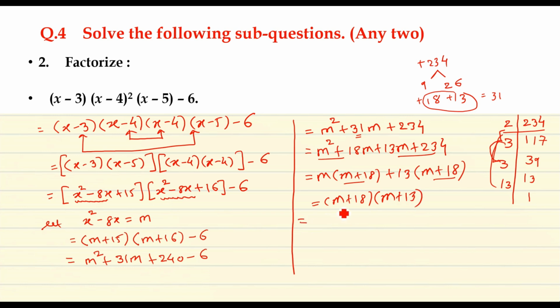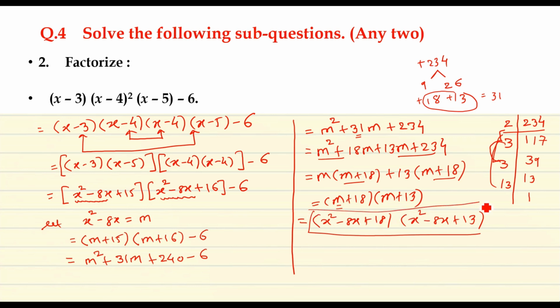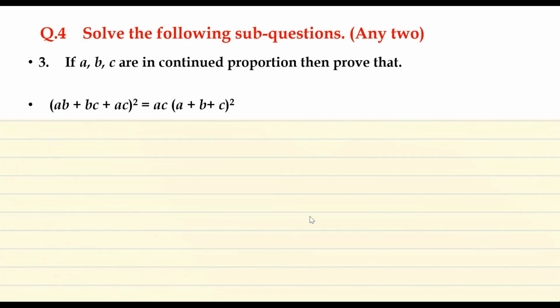So m plus 18, m minus 13, but again resubstitute m as x square minus 8x, so x square minus 8x plus 18, and x square minus 8x plus 13. So further factors are not possible, and therefore the factors of this question will be the final answer. Now move to question number 3.